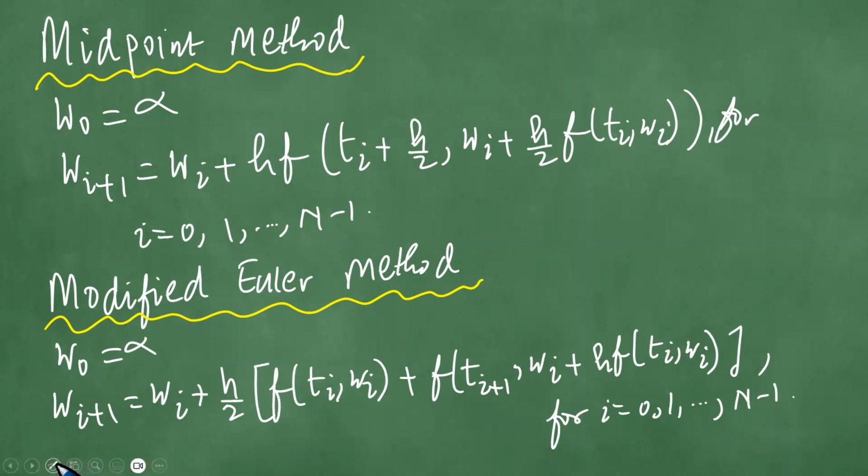Here are the two methods. I want us to think of these very carefully and make sure that we understand them. This is the midpoint method, and this is the modified Euler, with W0 equals alpha, and Wi plus 1 equals Wi plus h over 2 into f of Ti, Wi plus f of Ti plus 1, comma, Wi plus hf of Ti, Wi. Note that in the midpoint method, we divide h by 2 within the parentheses of the f function.